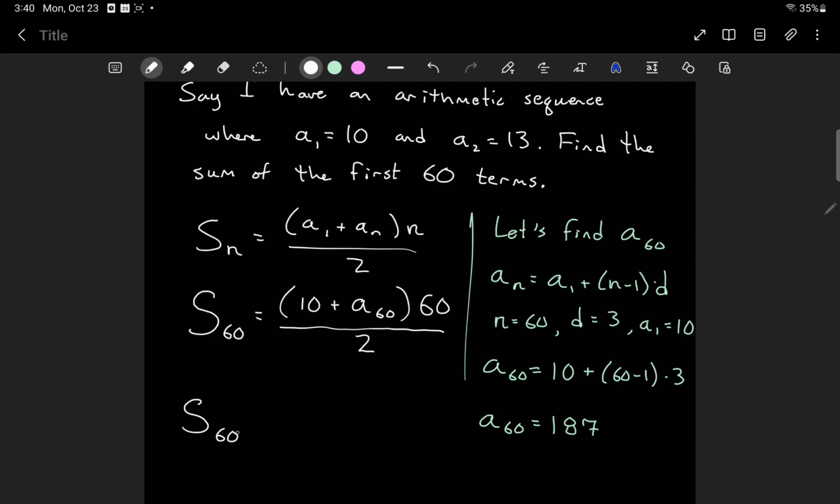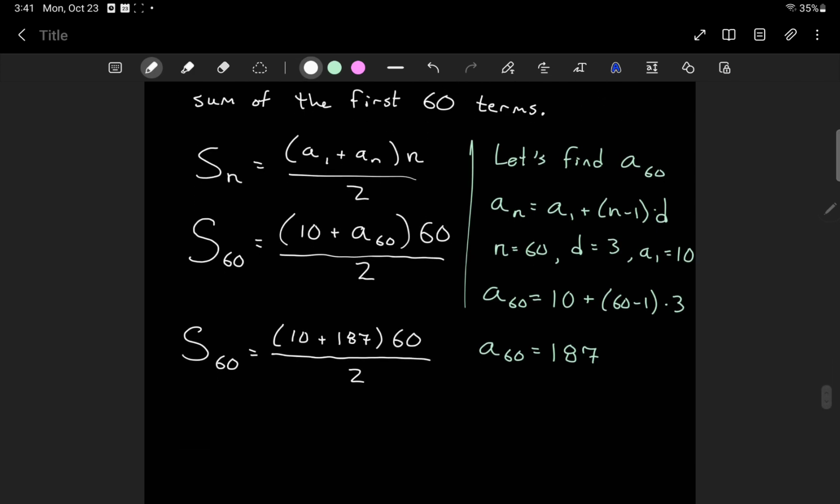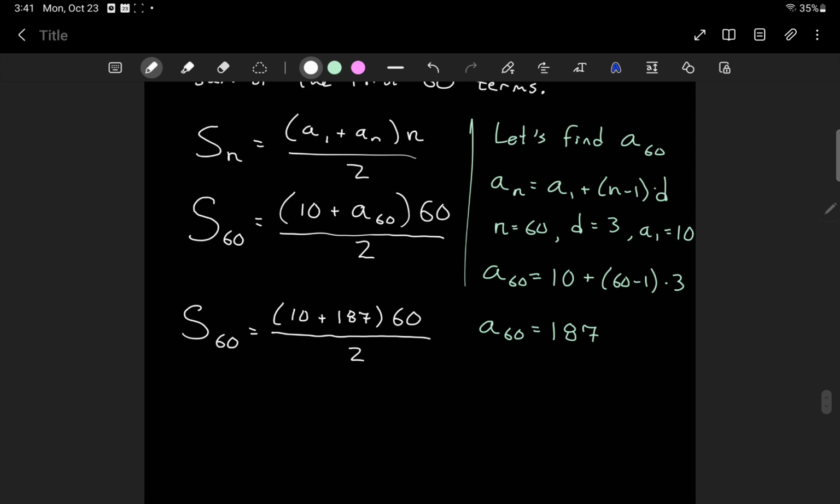Okay, so S sub 60 is going to be equal to 10 plus 187. So that's the first term plus the 60th term. We're going to have 60 of those, and then we can divide that by 2. And that is going to give us 5,910.